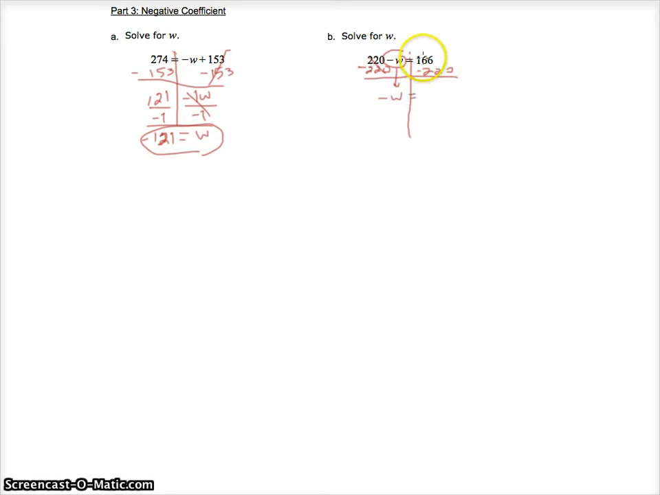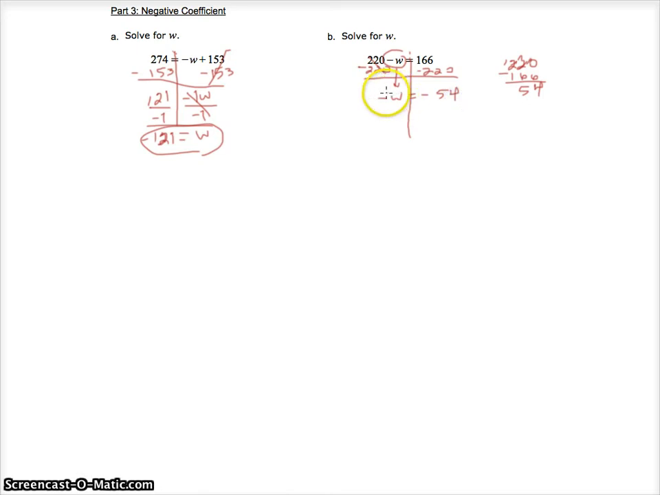And then I've got 166 minus 220, so I need to flip it real quick. Do 220 minus 166. I borrow, that becomes 1 and 10. 10 minus 6 is 4. 11 minus 6 is 5. So that becomes 54, but it's the smaller number first, so it's negative 54.